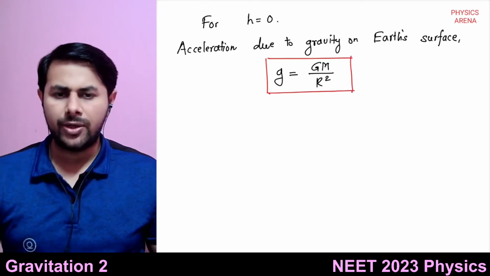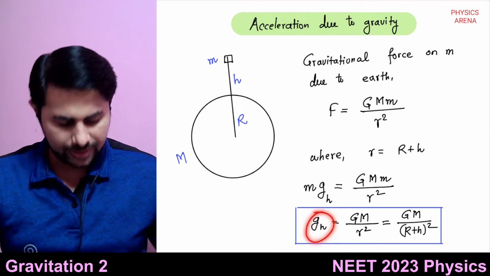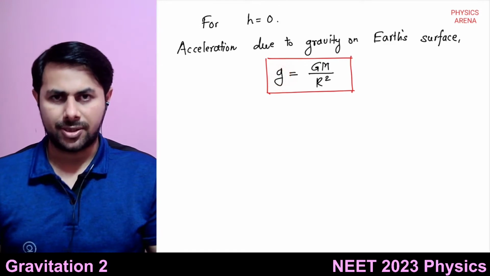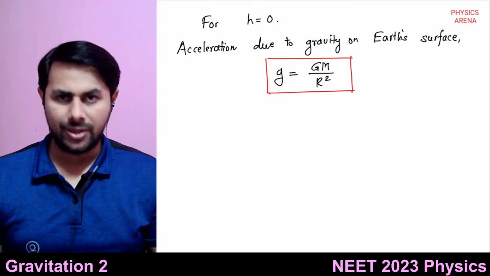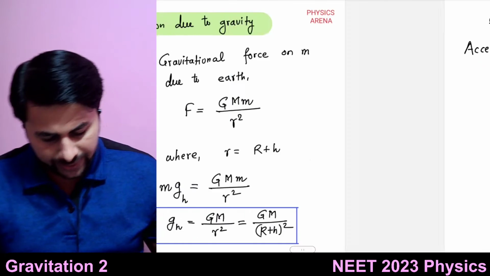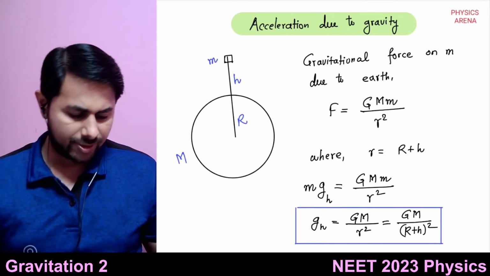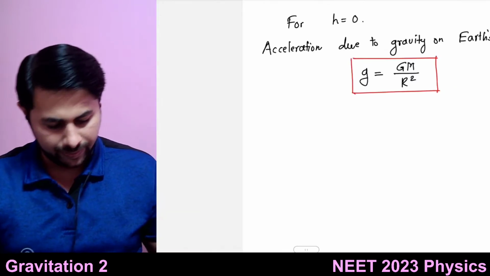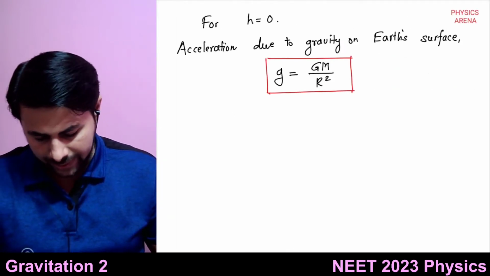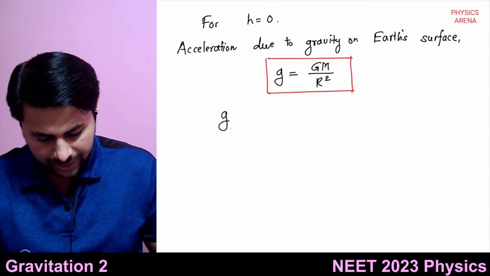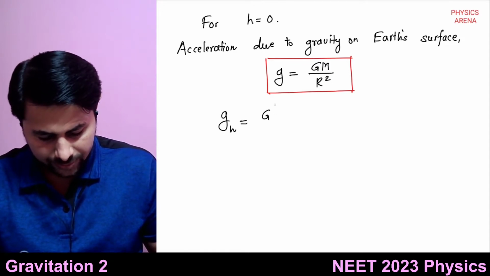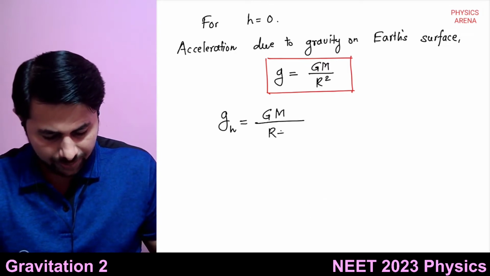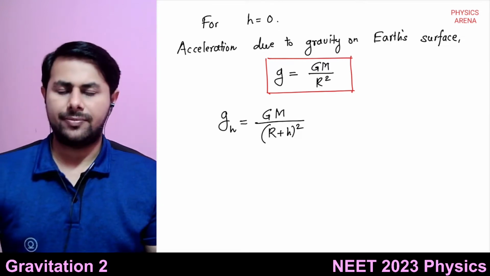Now what we'll do is compare acceleration due to gravity at height h to acceleration due to gravity on earth's surface, and find out a relation between them. So what is acceleration due to gravity at height h? It is G M upon small r square, which is (R plus h) square. So I can write that g at height h is equal to G times M upon (R plus h) whole square.